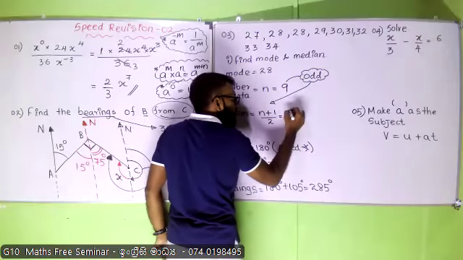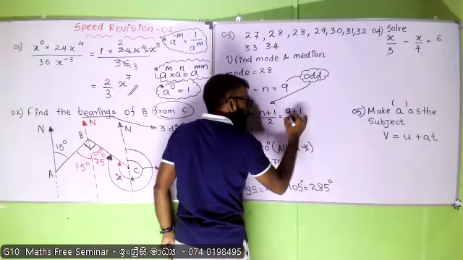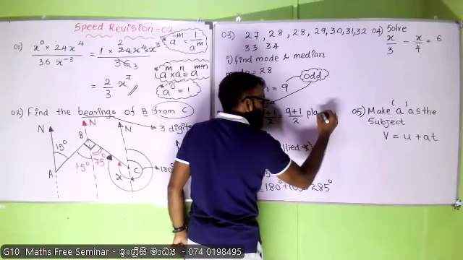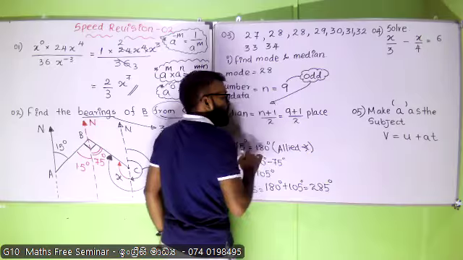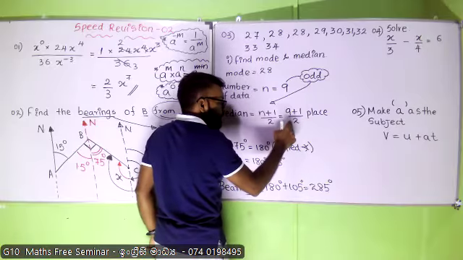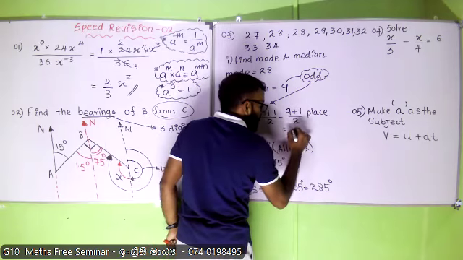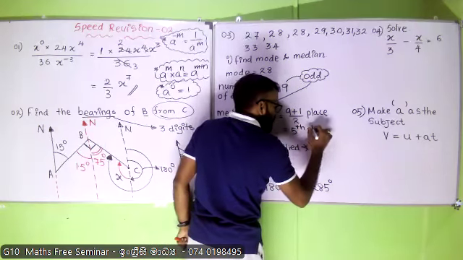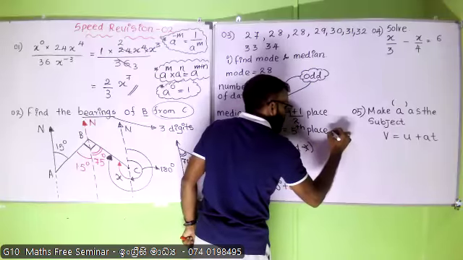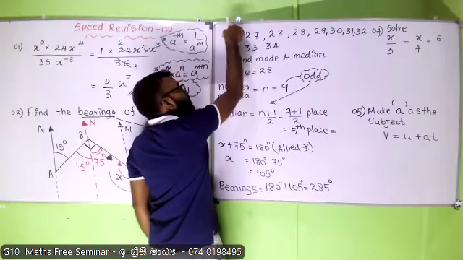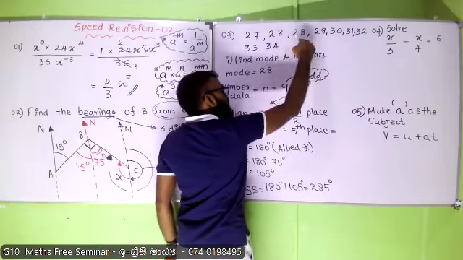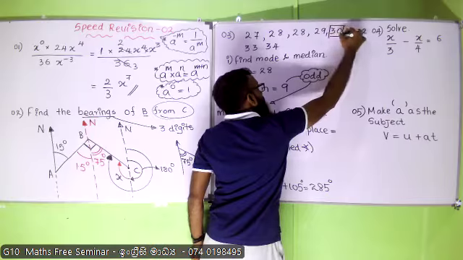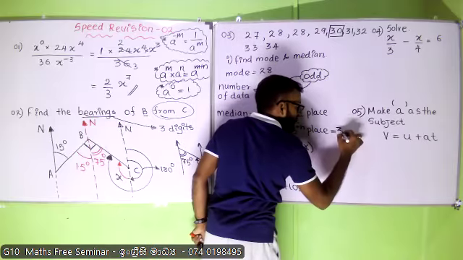n plus 1, 9 plus 1, divided by 2th place. In this place you are going to find the median. 9 plus 1 is 10. 10 divided by 2 is the 5th place. In the 5th place, definitely you will find the median. What is the 5th place? 1, 30... 2, 3, 4, 5. So this is your median. So your answer will be 30.